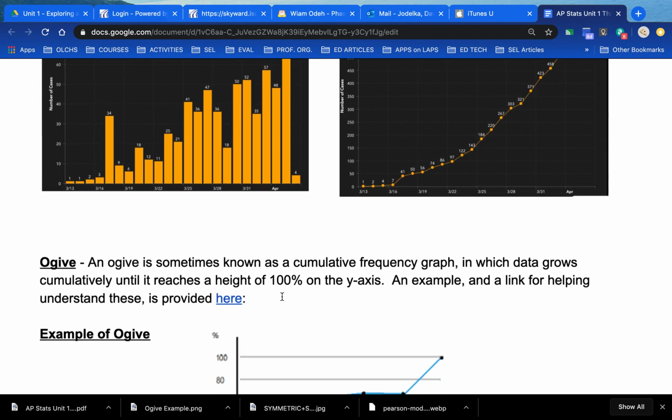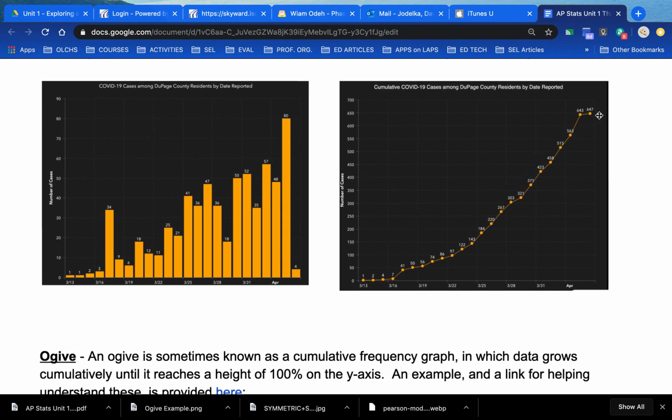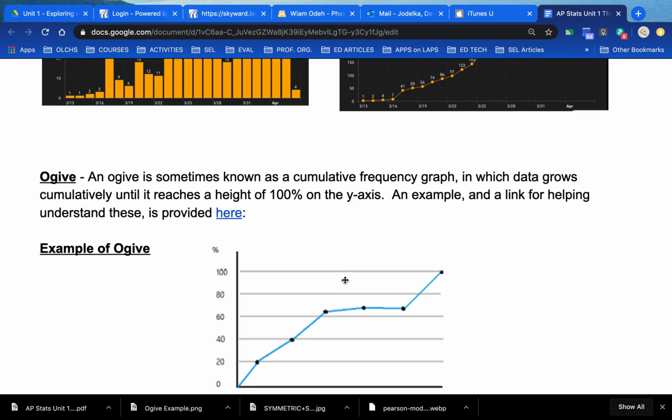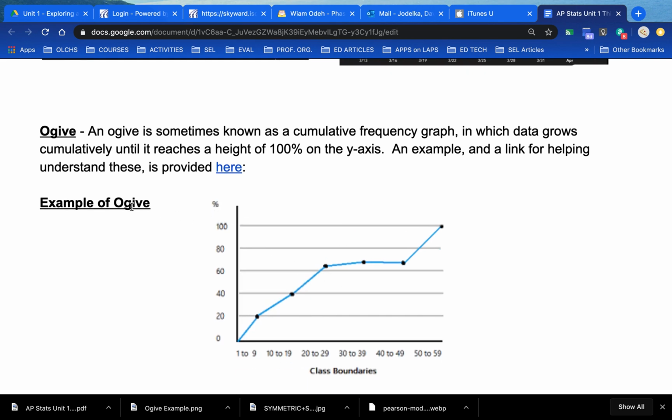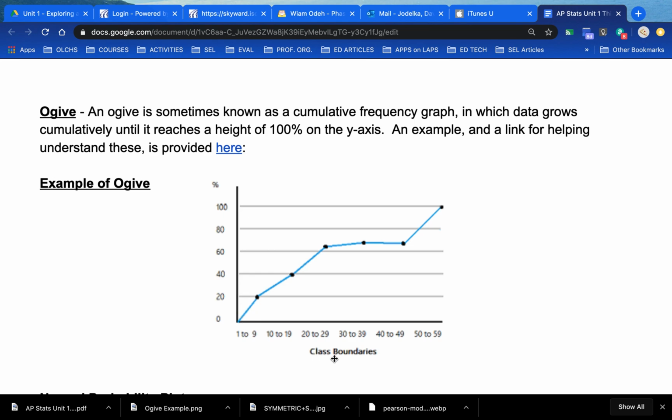Now, a cumulative frequency graph, and again, since we don't know when this virus will end, this doesn't have a peak of 100% yet. It has actual counts as its y-axis. If you did have a percent, it's called an ogive. Now, again, what this is saying is that over time, you are going to end at 100%. Ogives always start at 0, end at 100%, and you're watching the increase over time.